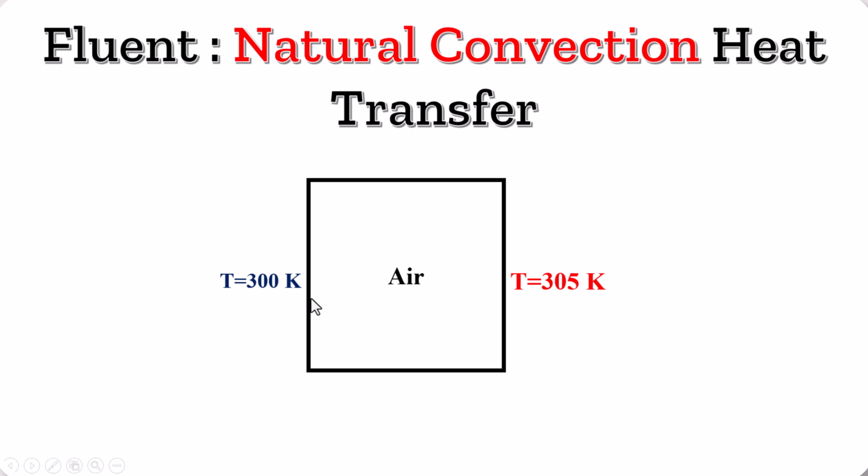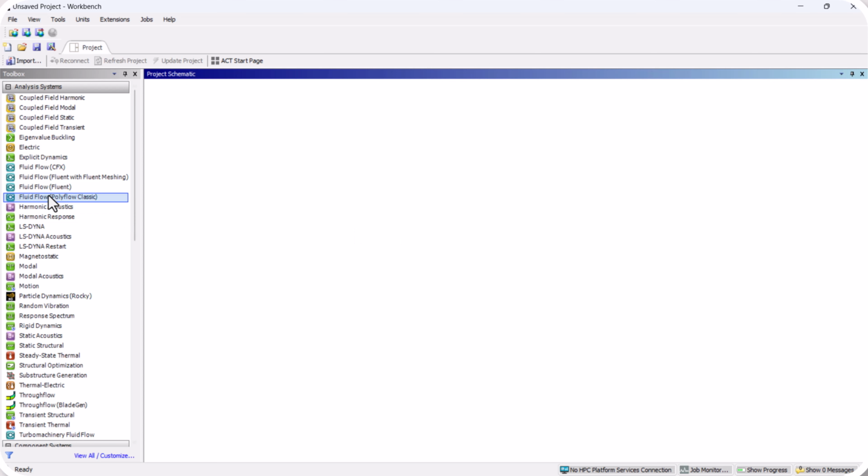We have four boundary conditions. For the left boundary condition, we have a temperature of 300 Kelvin. For the right boundary condition, we have 305 Kelvin. The bottom and the top boundary conditions are insulated. Our fluid is air. For simulating the model, let's move to ANSYS Fluent. For the rest of the model, select Fluent.